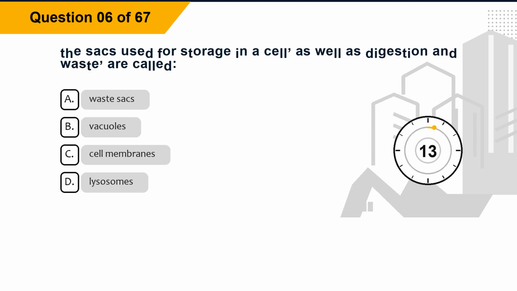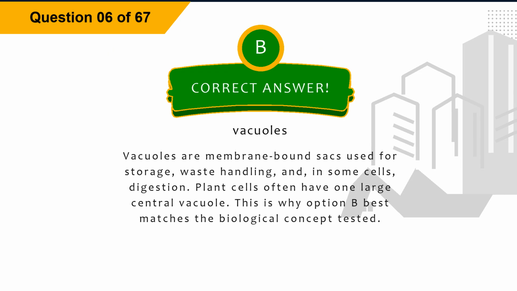Question 6. The sacs used for storage in a cell, as well as digestion and waste, are called. Option A, waste sacs. Option B, vacuoles. Option C, cell membranes. Option D, lysosomes. The correct answer is option B, vacuoles.